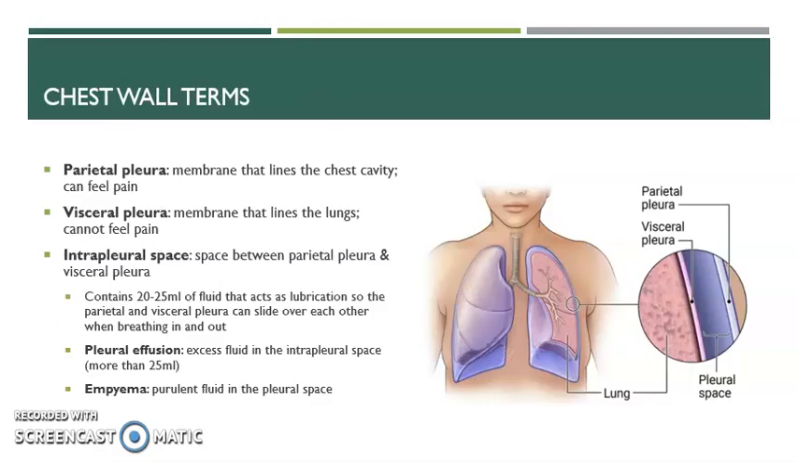If you look at the picture on this slide, it'll really help you make sense of these chest wall terms. First, we have the parietal pleura, which is the membrane that lines the chest cavity. So this is the membrane that is closest to the chest wall. Next, we have the visceral pleura. This is the membrane that lines the lungs.